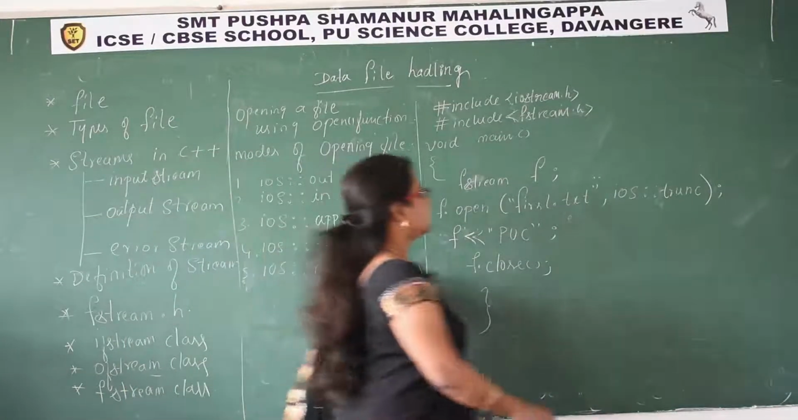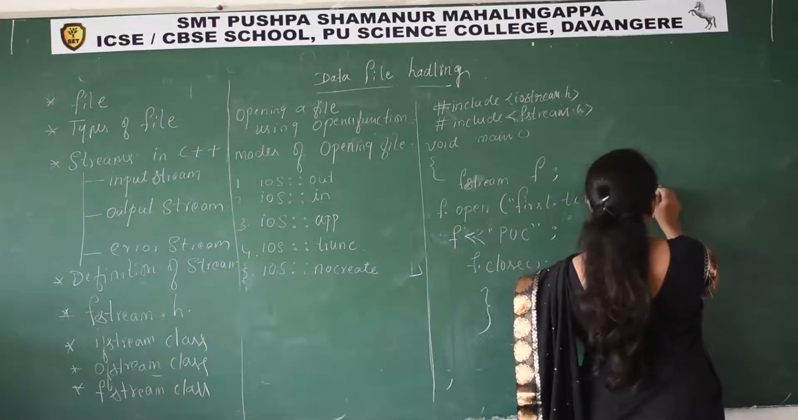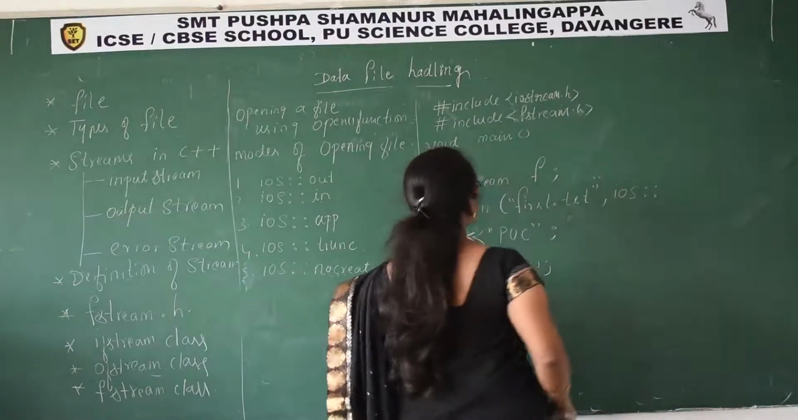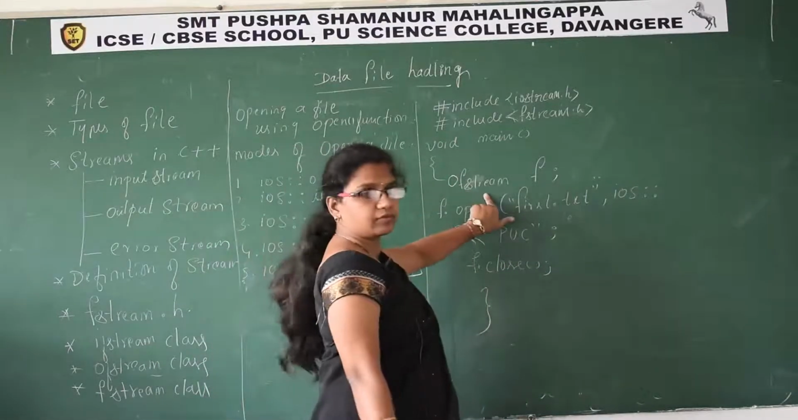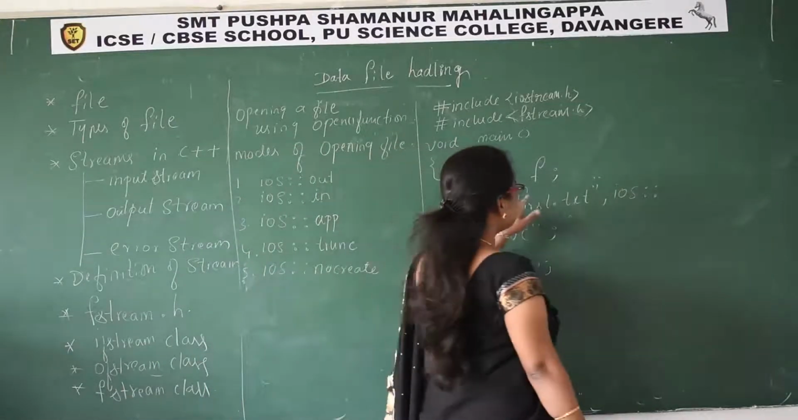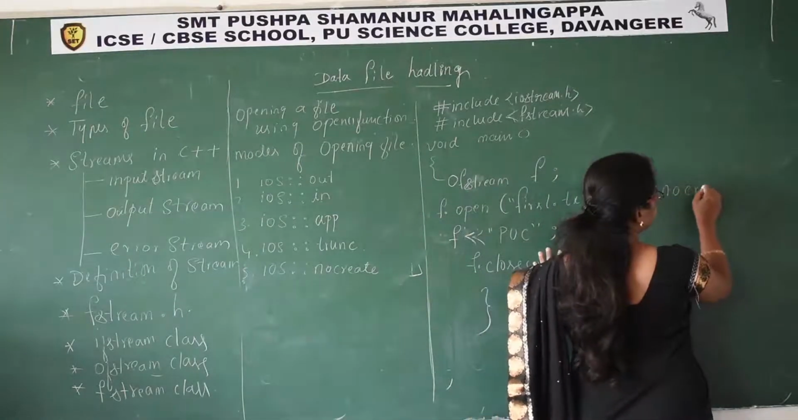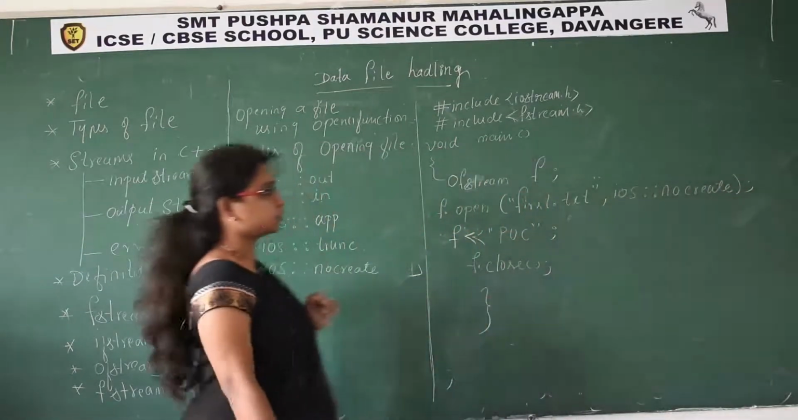How to use it? I can concatenate more than one mode here, or I'll use it like this: ofstream f. I want to write the content into the file, but if the file is not there, it should not create it. So ios::nocreate, this mode we have to use.